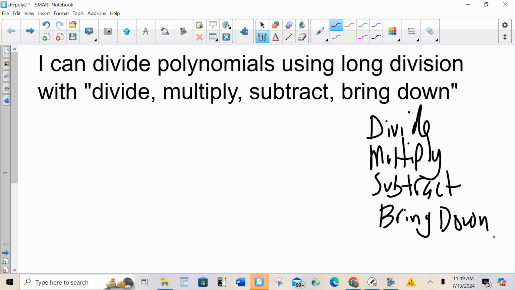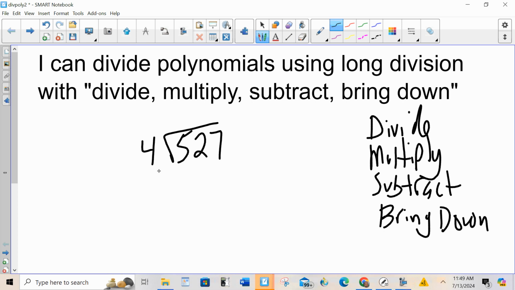school long division. Let's just quickly do an example of elementary school long division, and we're going to see that the steps are exactly the same. The first step is to divide. How many times does 4 divide into 5? 1. So I'm essentially doing 5 divided by 4. That's 1. It goes on top. That's divide.